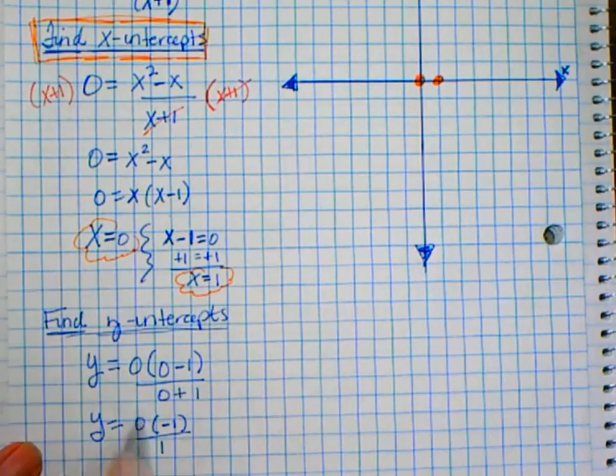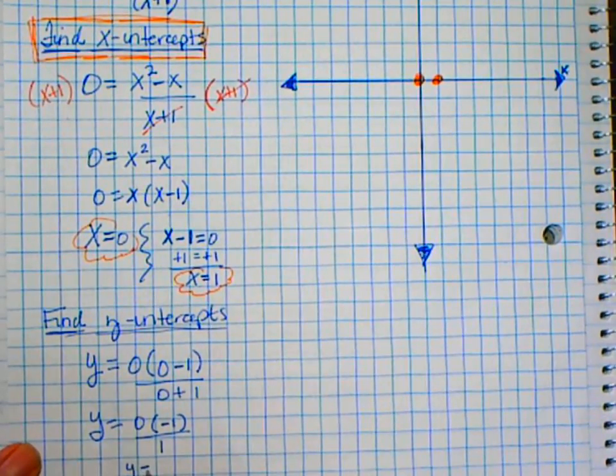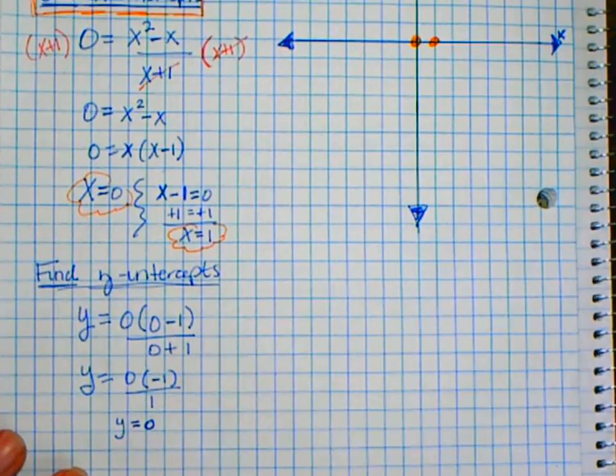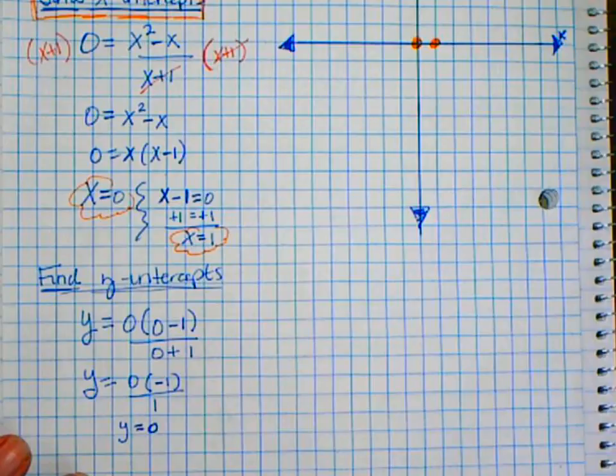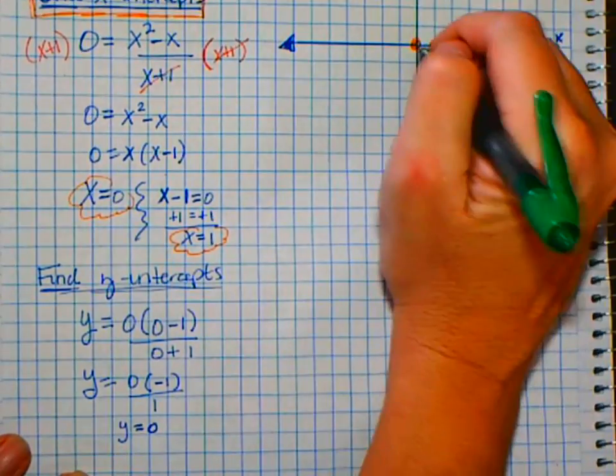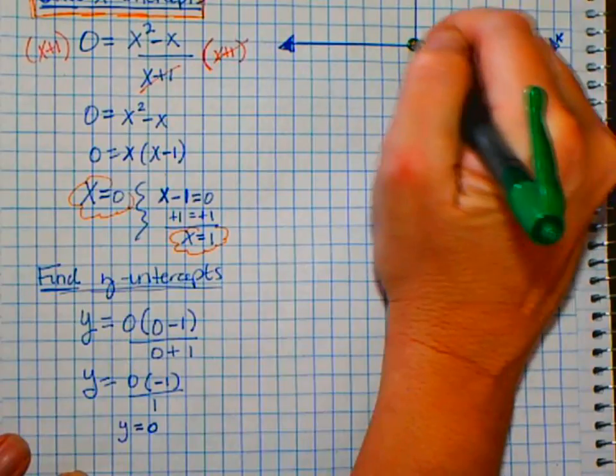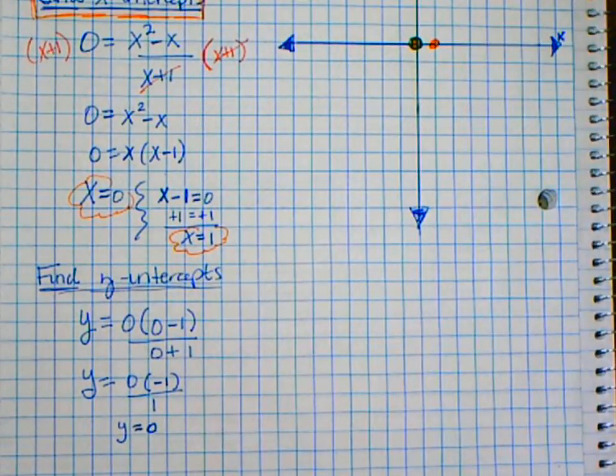Which is what? 0. Can my graph cross the y-axis at 0? Yeah. And as a matter of fact, we already have a point there, so that's okay. It's just my x-intercept and y-intercept are both 0. No big deal.